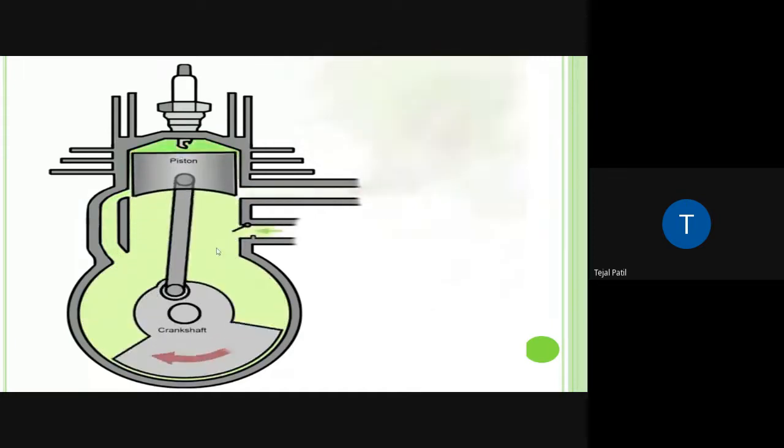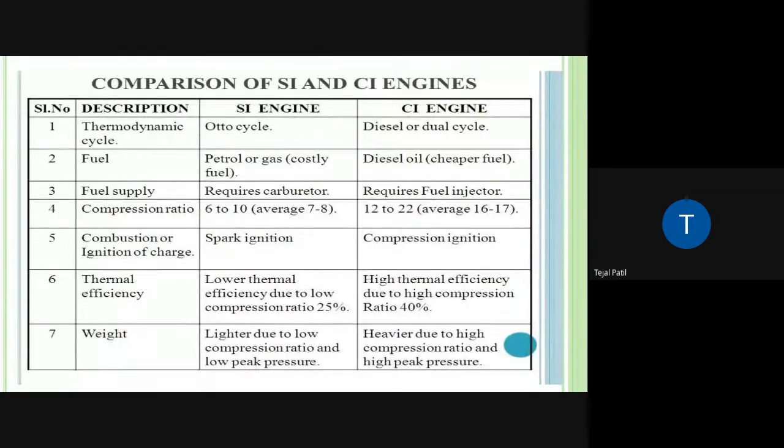So this is about the two stroke cycle engine. Now let's see the differences. There are different parameters which help you to compare the SI engine and CI engine. SI engine means petrol engine, spark ignition engine. CI engine means diesel engine or compression ignition engine. The SI engine uses the thermodynamic cycle that is the Otto cycle, which is also known as a constant volume cycle, while the CI engine uses the diesel cycle or dual cycle, that means a constant pressure cycle or the combination of constant volume and constant pressure, that is the dual cycle.